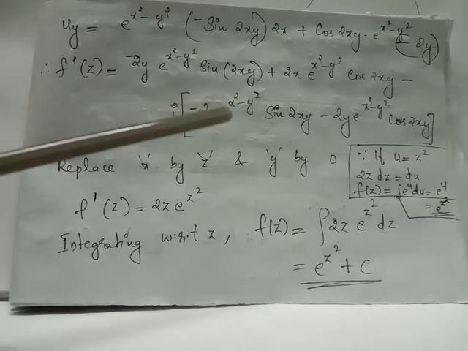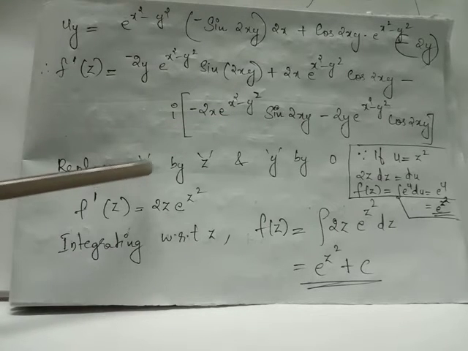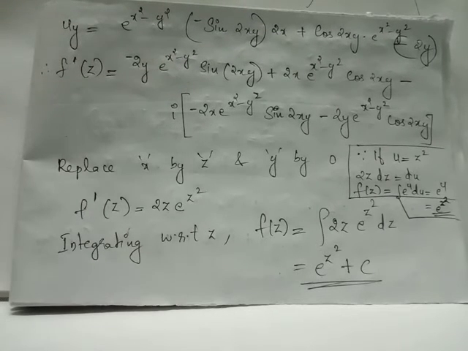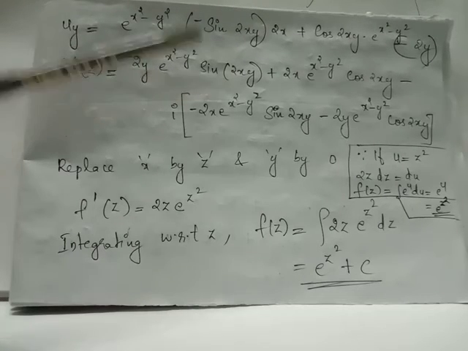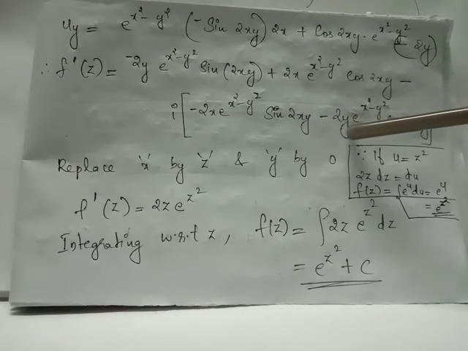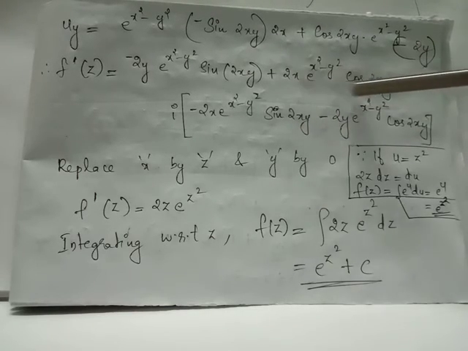Once we have completed this step, the next step will be to replace x by z and y by 0. This is the shortcut suggested by Milne and Thomson, which helps us find the analytic function very easily. When y is substituted 0, this entire term becomes 0. We have sin 0 equals 0, so this term also disappears. Y is substituted 0 and this term also disappears. So we are left with only this term.